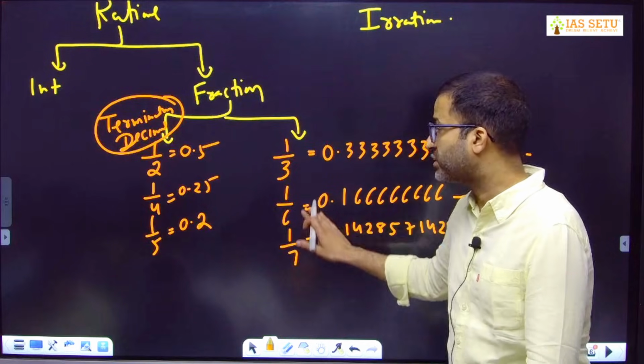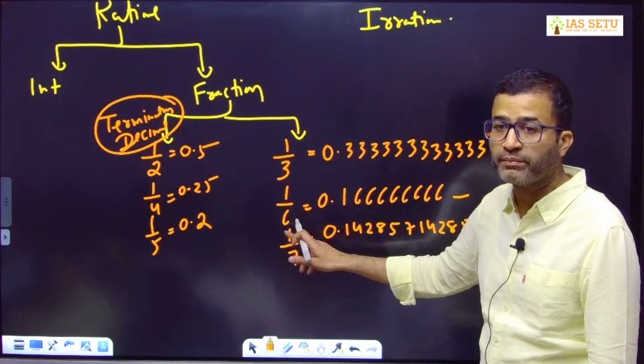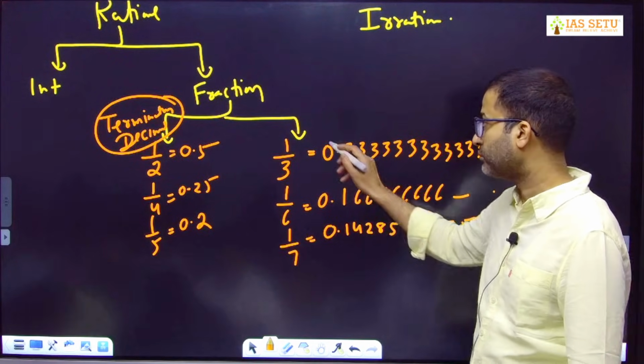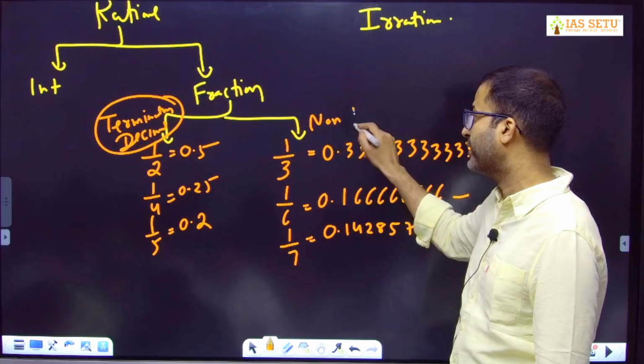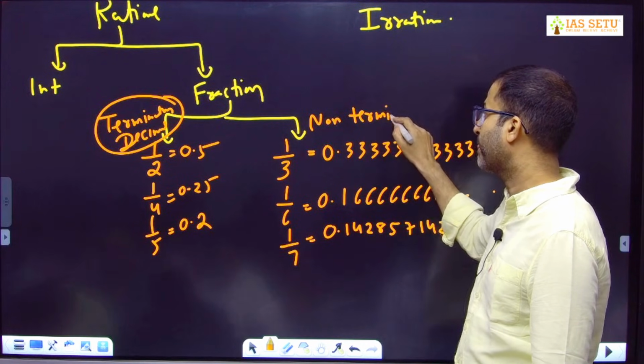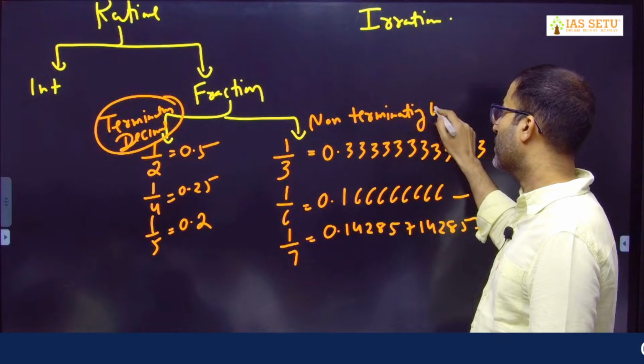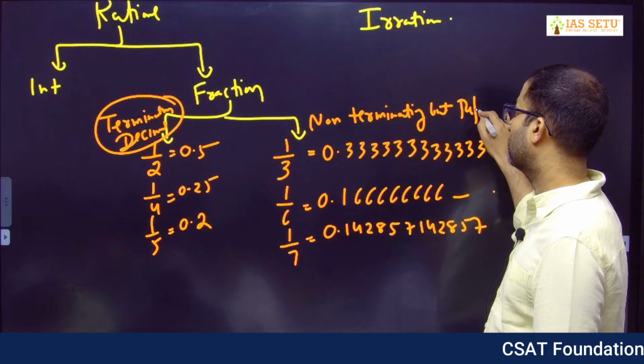So what are these called? These are called non-terminating but repeating.